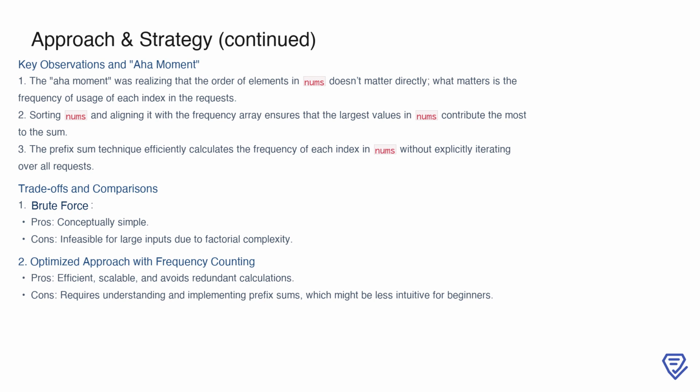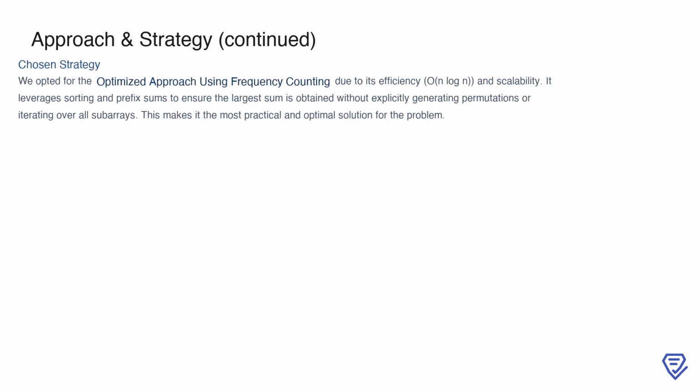When comparing the two approaches, the brute force method, while conceptually simple, is computationally prohibitive and scales poorly. On the other hand, the optimized approach is efficient, avoids unnecessary calculations, and is scalable. However, it does require a solid understanding of prefix sums, which might be less intuitive for beginners. The chosen strategy is the optimized approach using frequency counting.